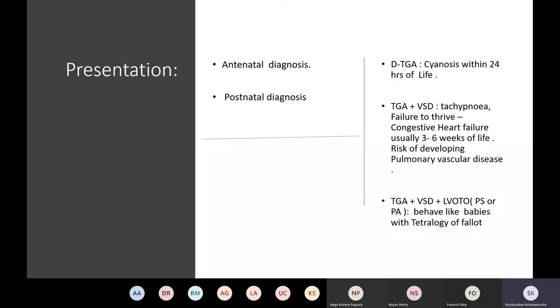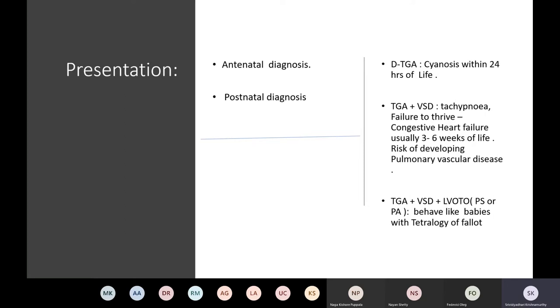That is because, and again this is influenced by the amount of mixing that happens either at the atrial level or the ventricular level or the PDA. So the babies with an intact ventricular septum tend to be a lot sicker, and the atrial communication as well influences how sick they can be at the time of birth.